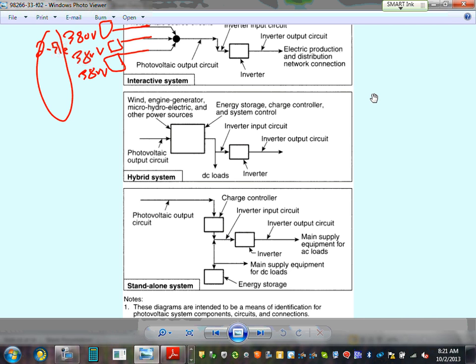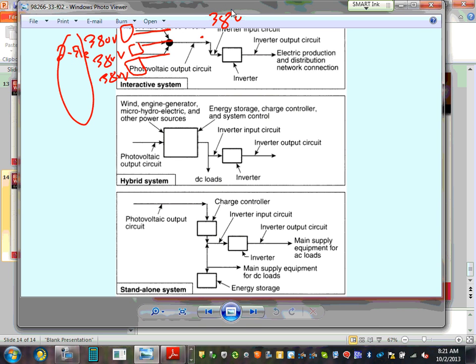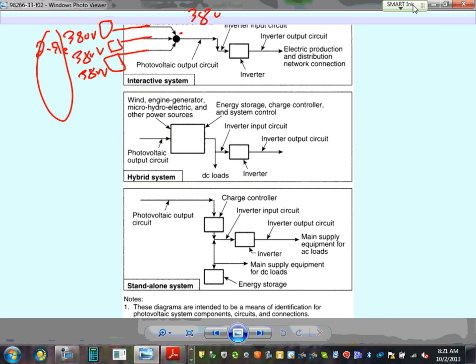They group them together here. At this point, you have a 380 volt system at 7.5 kW, tied together. Right here, this is called the photovoltaic output. Now I'm going to get into the sizing. The way the code says you size this DC conductor is very easy and strange. You use 1.25 times I of the panel. That's how we size it.